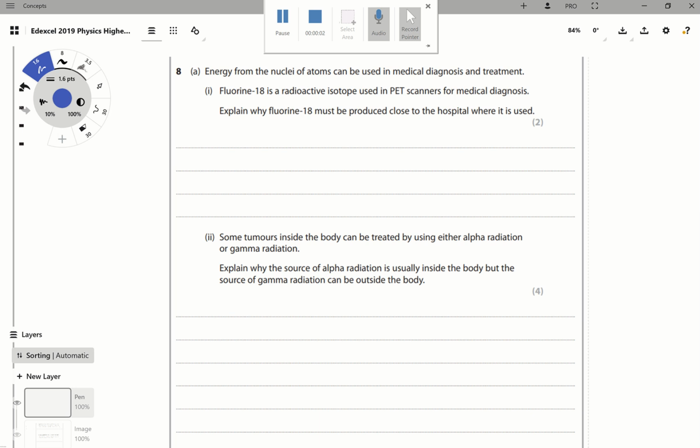Okay, question and answer about radioactivity. And you'll recognise this question. It was from your mock. So it's kind of nice, you start to realise you get the same questions coming up over and over again, which is fab. So energy from nuclear atoms can be used in medical diagnosis.